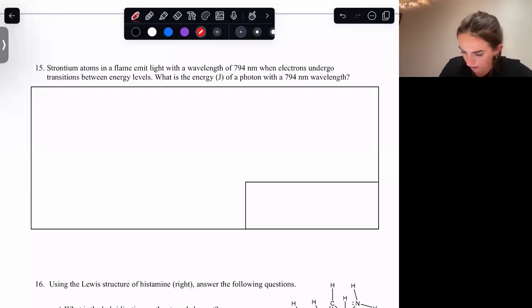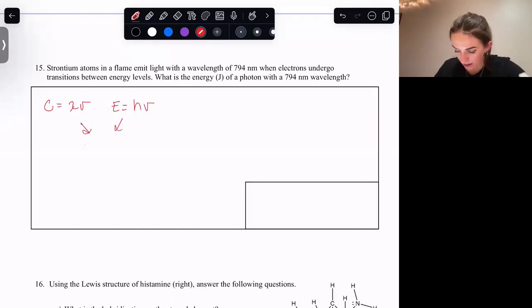The two equations that you need to know are that the speed of light, c, is equal to lambda times frequency, and that energy is equal to Planck's constant times frequency. You can combine these two. Solving for frequency, it is equal to c divided by lambda. You can plug this in, so you get energy is equal to hc divided by lambda.